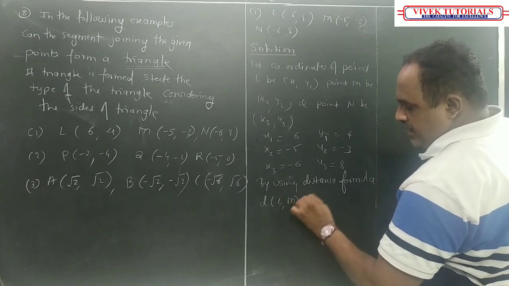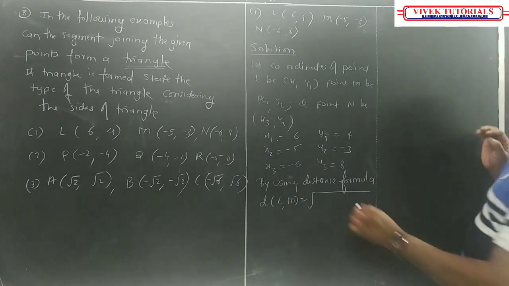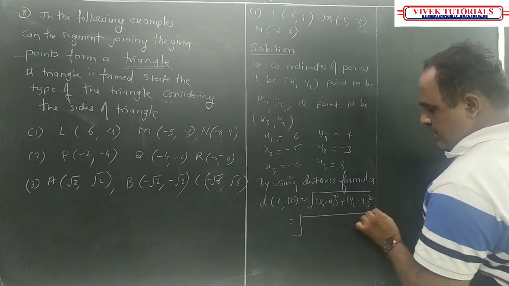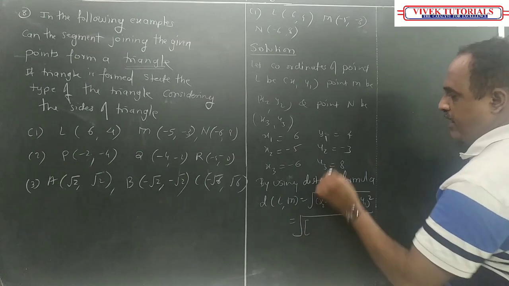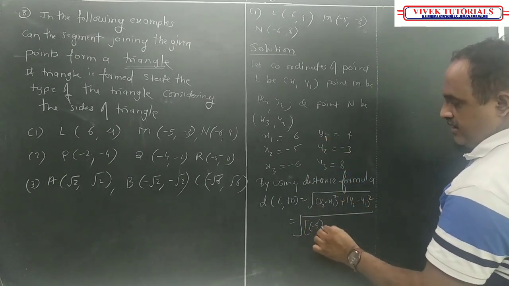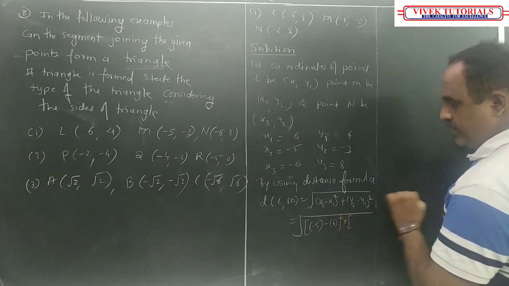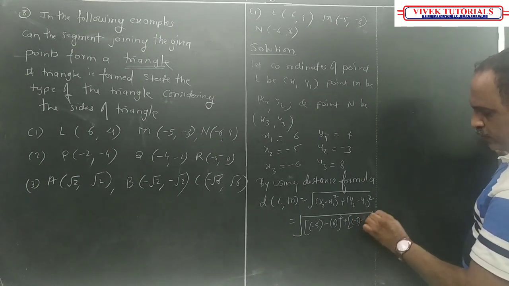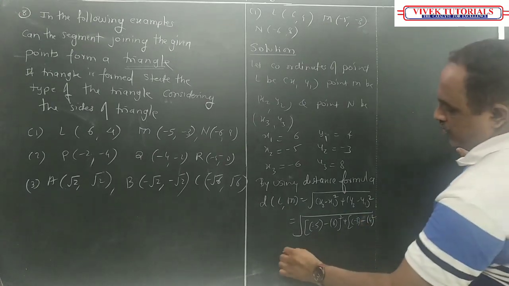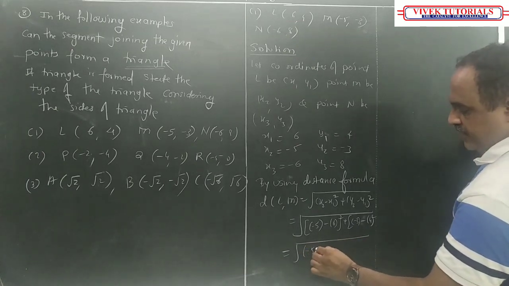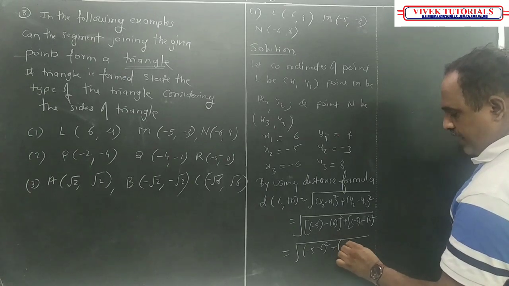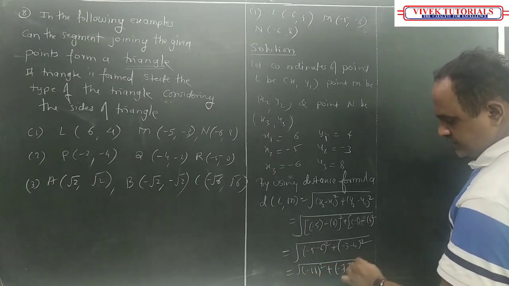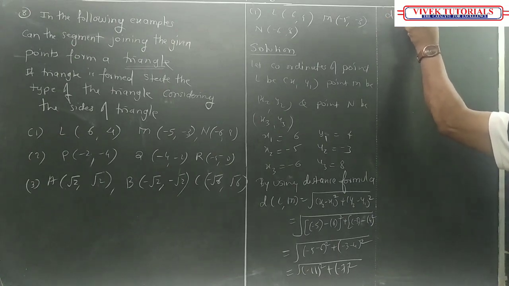Distance LM is equal to under root of x2 minus x1 the whole square plus y2 minus y1 the whole square. That is equal to under root, in square bracket, x2 is -5 and x1 is 6 the whole square, y2 is -3 and y1 is 4 the whole square. So you are getting under root -5 - 6 the whole square plus -3 - 4 the whole square. That is equal to -11 the whole square plus -7 the whole square.